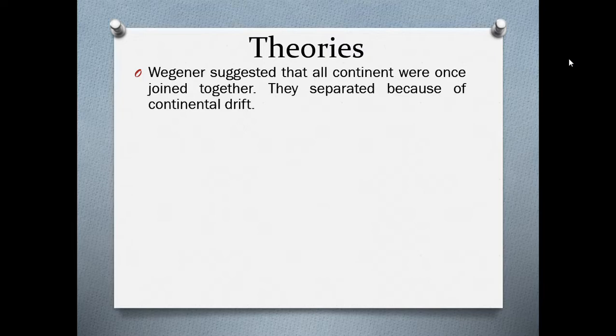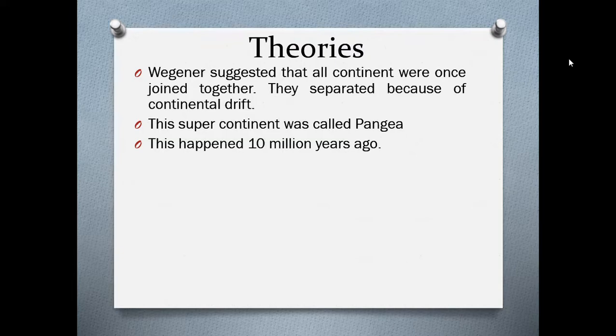So Wegener suggested that all continents were once joined together. They separated because of continental drift. So here is a very important term, continental drift. And it's very simple to understand. Continental drift means that continents move along with the time. All right? So, this supercontinent was called Pangaea, and this happened 10 million years ago.